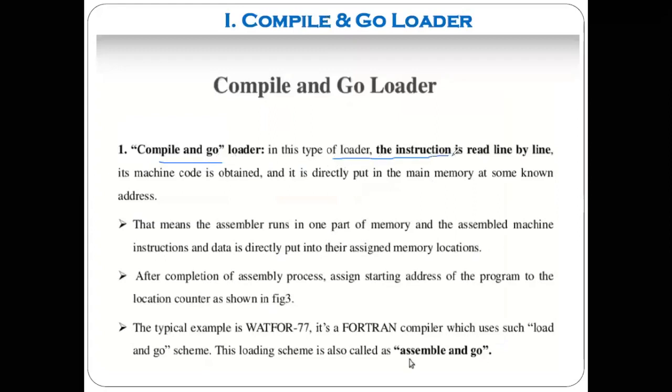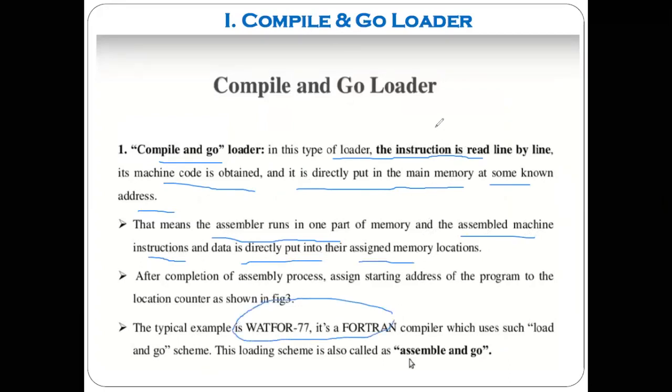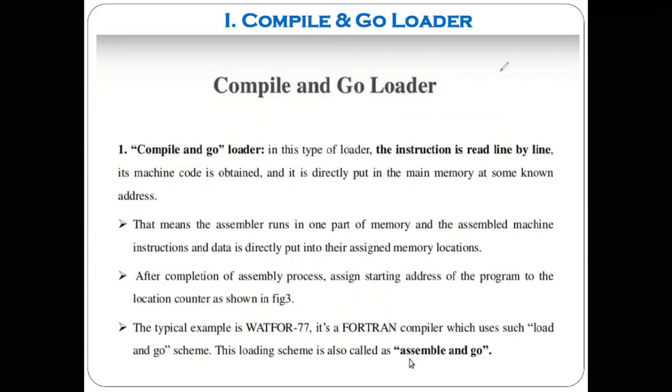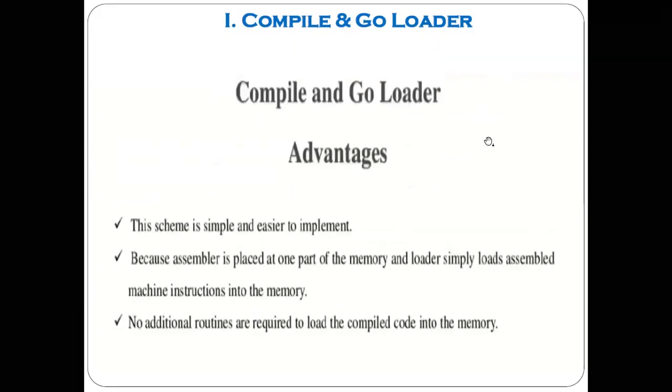In this type of loader, the instruction is read line by line, machine code is obtained, and it is directly put in the main memory at some known address. So it means the assembler runs in one part of the memory, and the assembled machine instructions and data are directly put into the assigned memory locations. So this is one of the examples of this. Last time already I told you. Regarding this, some advantages and disadvantages we have also discussed last time.